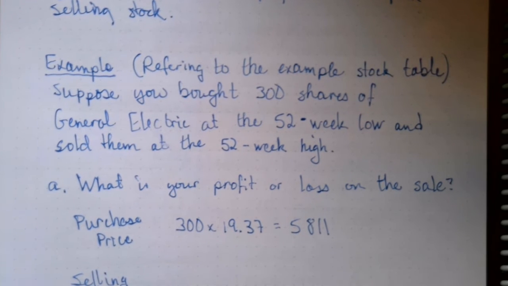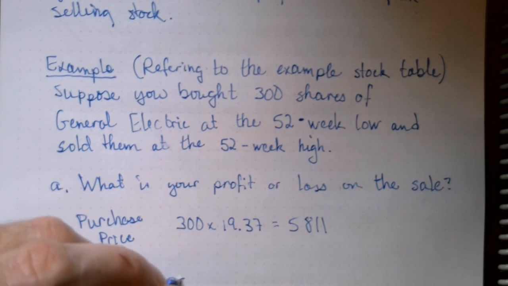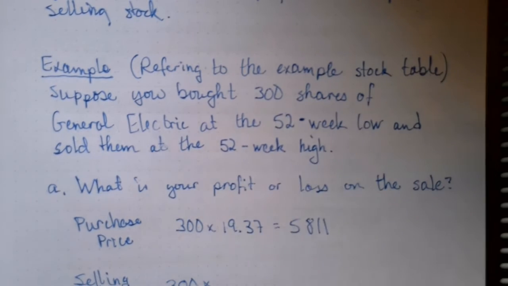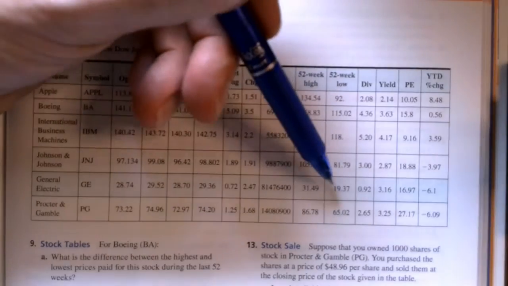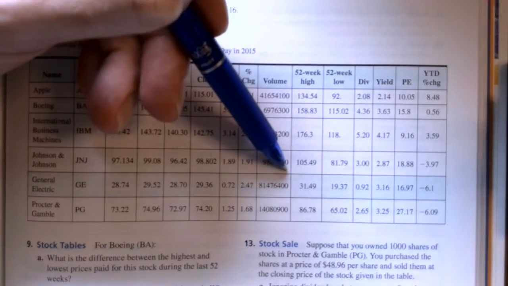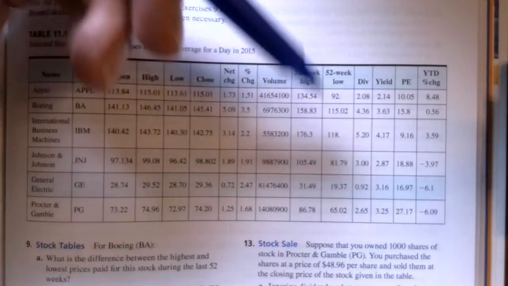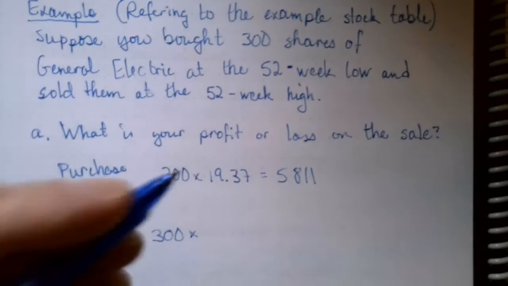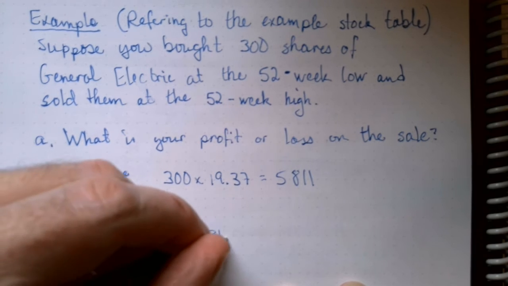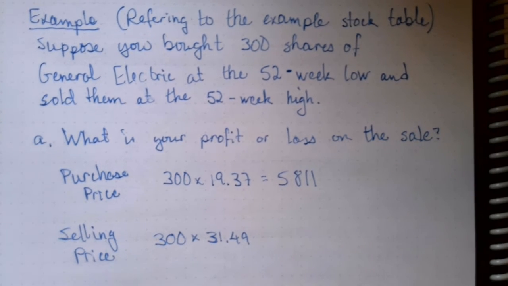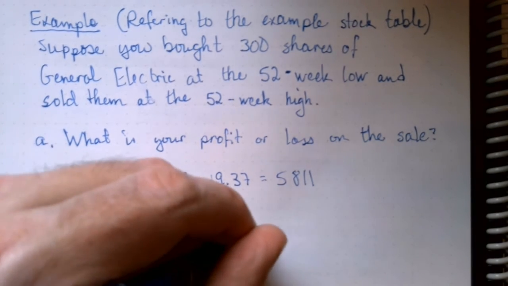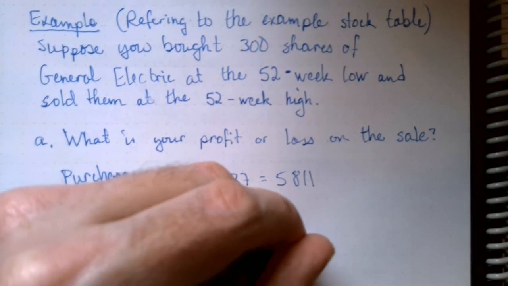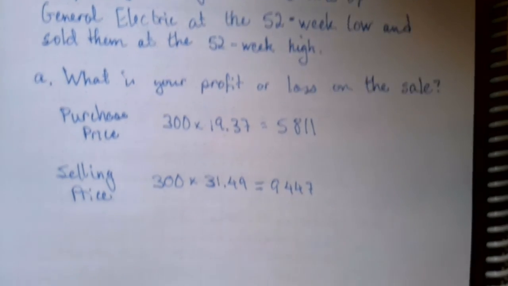Now let's look at how much the stock was worth when you sold it. You've still got 300 shares, but we are pretending that you sold them at the 52-week high. So when you bought the stock, each share was worth $19.37. When you sold the stock, each share was worth $31.49. We do that calculation, 300 times 31.49, and we get $9,447.